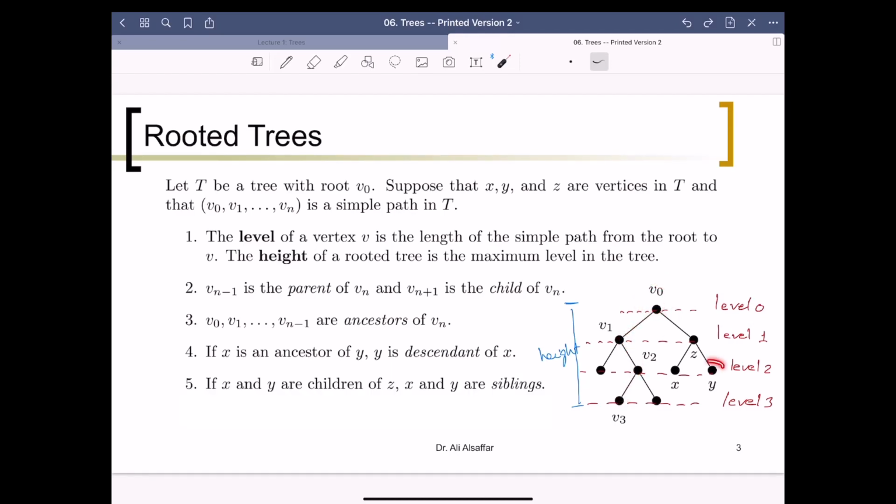Now, if we have 2 vertices that share the same parent, then they are called siblings. And finally, a vertex with no children, for example these, are called leaves. So we have 1, 2, 3, 4, 5 leaves in this sample example.